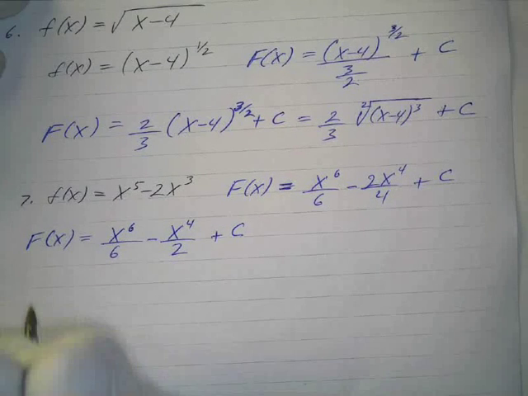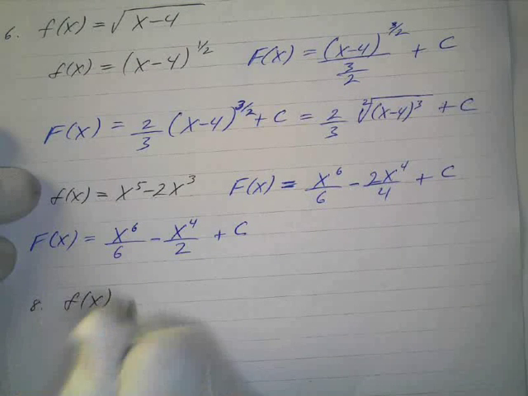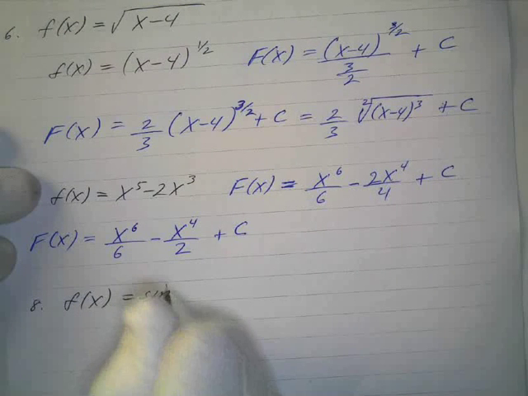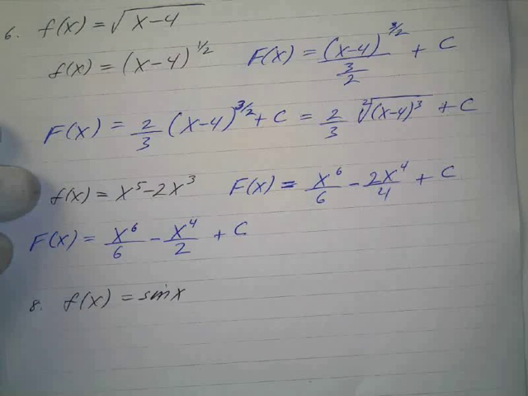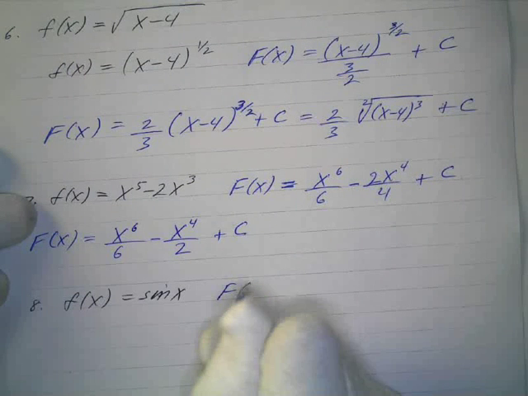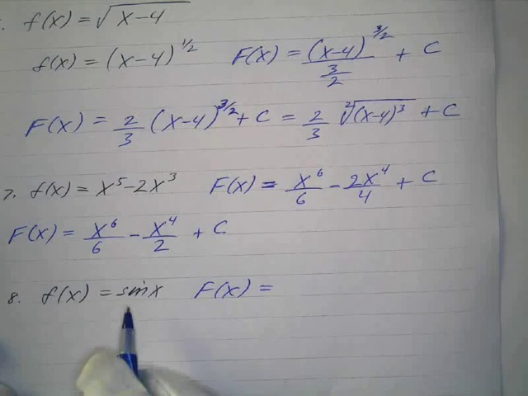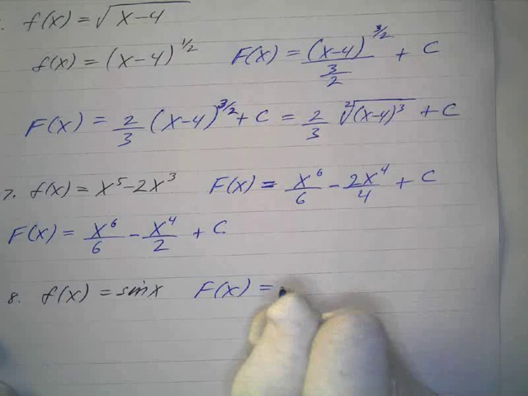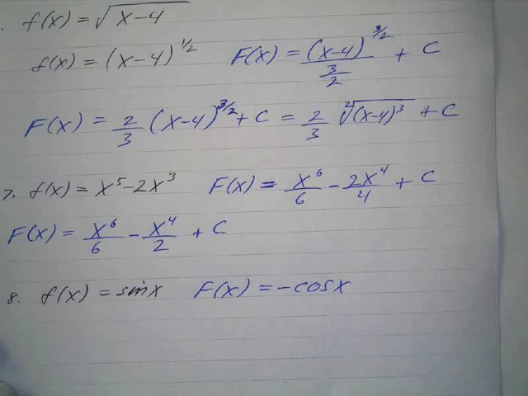Okay, number 8. F of x equals the sine of x. Sorry about that. So capital F, the antiderivative, equals, and we know the derivative of the cosine is negative sine, so this would be negative the cosine. And you can just check it. The derivative of the cosine is negative sine of x, so negative times a negative is positive, so that would give me sine of x. And plus c, and that's all you really have to do for that.